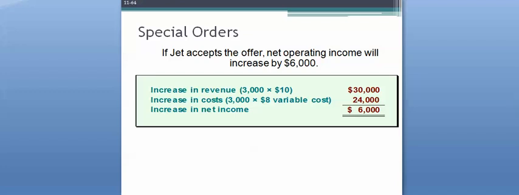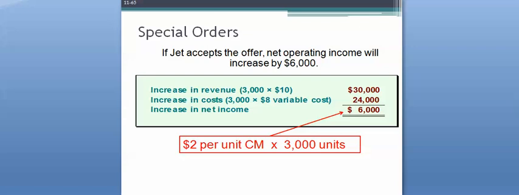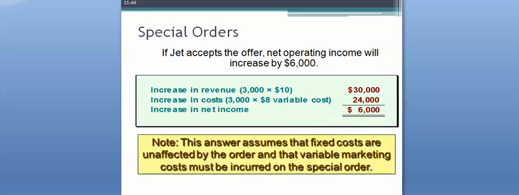We'll increase our revenues by $30,000. That's 3,000 times $10 per unit selling price. And our variable cost will increase by $24,000, leaving us with a $6,000 increase in net income. We could have also arrived at the same number by taking our $2 per unit contribution margin and multiplying it by the 3,000 units. Note, our answer assumes that our fixed costs are unaffected by the order and that our variable marketing cost must still be incurred on the special order.